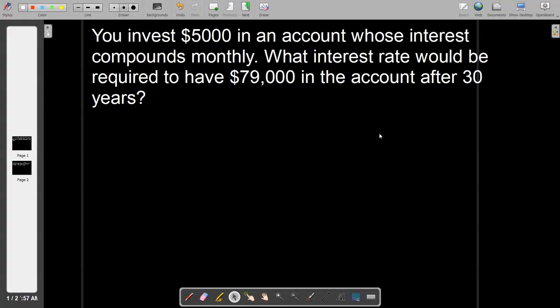Well, you see what's going on here is I'm giving you the principal investment value. I'm giving you the final amount. I'm giving you the frequency, the N value for the compounding, and I'm giving you the time, 30 years. And what we're after here is what interest rate I would need in order for starting money to become ending money. That's the goal.